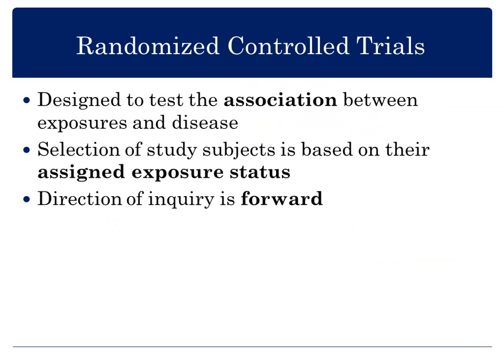Randomized controlled trials. These are the gold standard for testing for a treatment effect. They are designed to test the association between some exposure, whether it be to a toxin or to a treatment, and an eventual outcome, whether it be a disease or a resolution of disease or a prevention of a disease. Selection of study subjects is based on their assigned exposure status, and then you follow them prospectively.